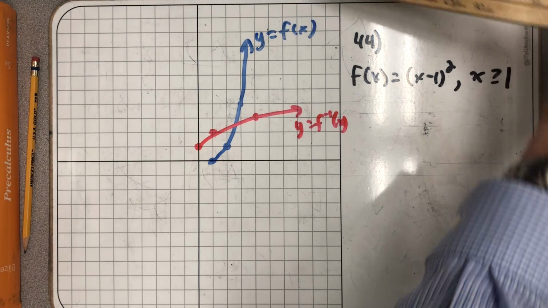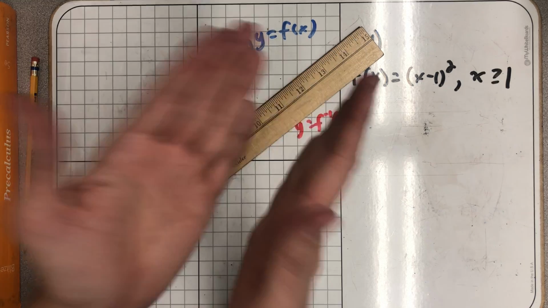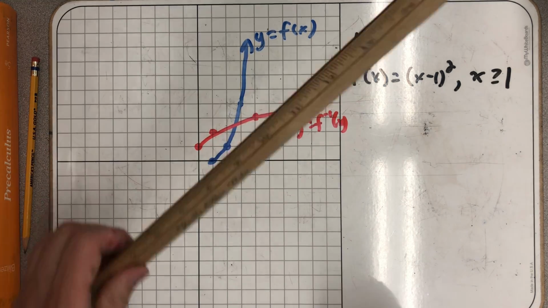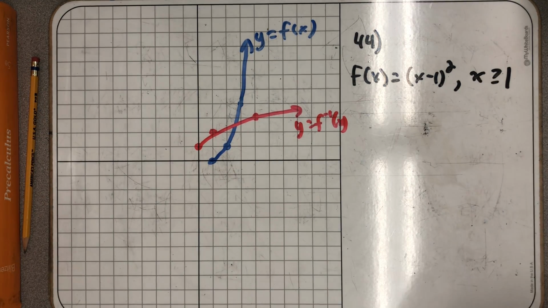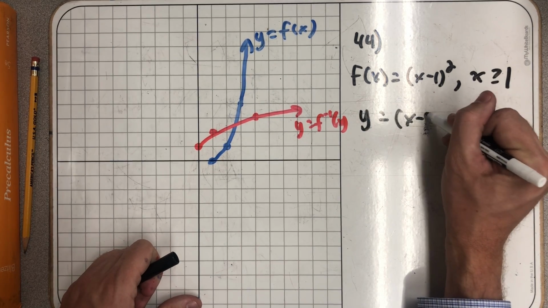I know inverse functions are symmetric with respect to the line y equals x. So if I fold those two over, they'll lay down on top of each other. Everything looks great there. And I recognize this. Let's see what happens when I find the inverse function.